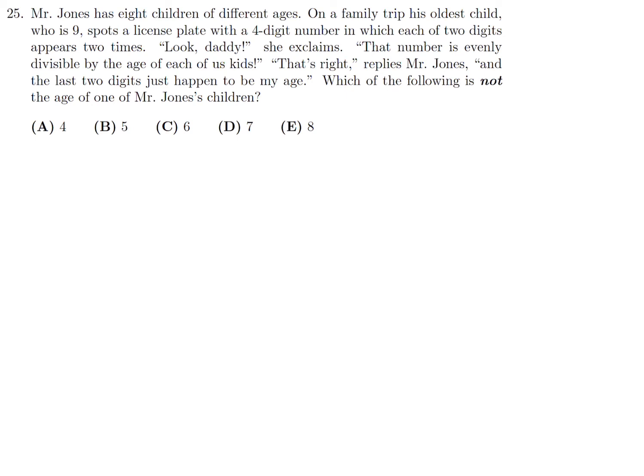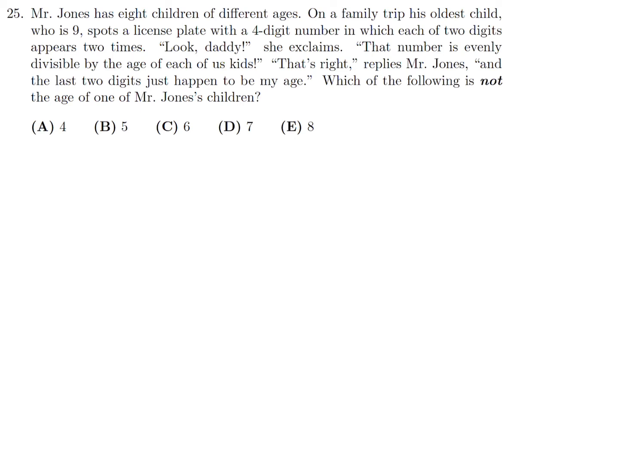Mr. Jones has 8 children of different ages. On a family trip, his oldest child, who is 9, spots a license plate with a 4-digit number in which each of the 2 digits appears 2 times. "Look, Daddy," she exclaims, "that number is evenly divisible by the age of each of us kids." "That's right," replies Mr. Jones, "and the last 2 digits just happen to be my age. Which of the following is not the age of one of Mr. Jones' children?"